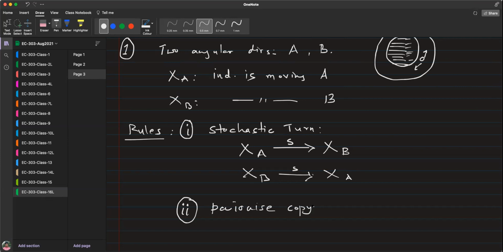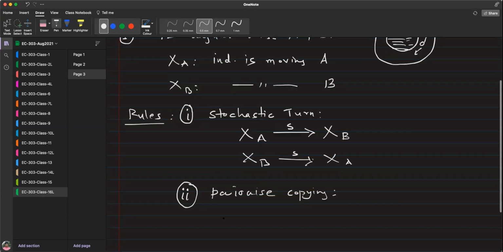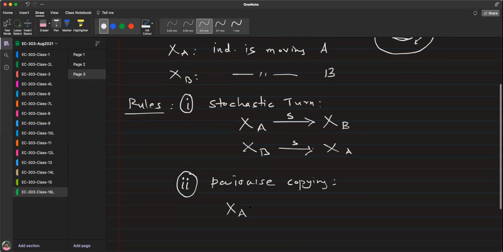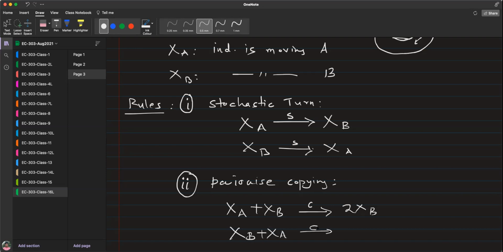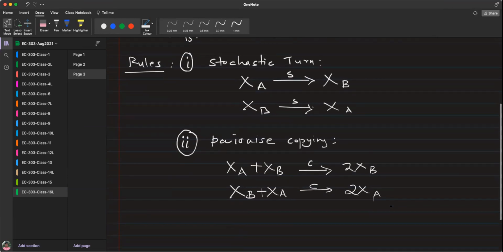copy. What that means is that if an individual A interacts with an individual B, you will just copy that individual's behavior. So two individuals interact at some rate C and they become the same. And of course, the reverse could also happen: XB could meet XA and they both continue in the same direction. Let's call this pairwise copying.